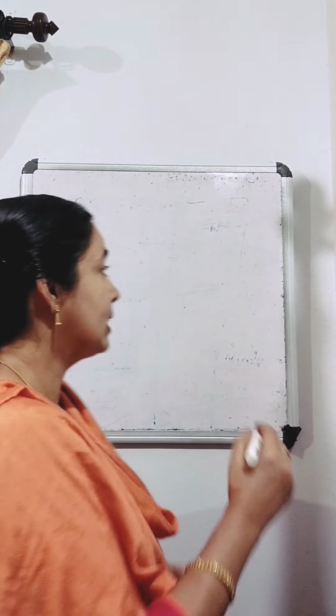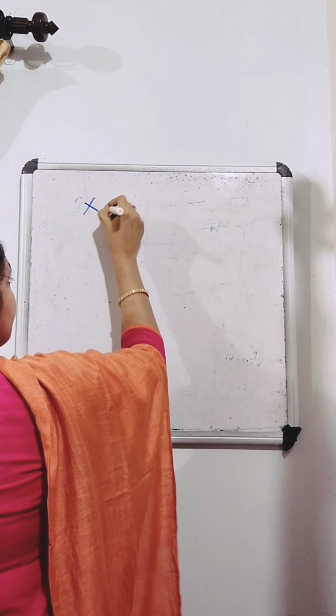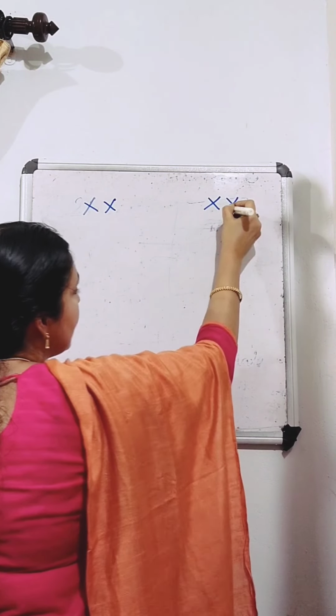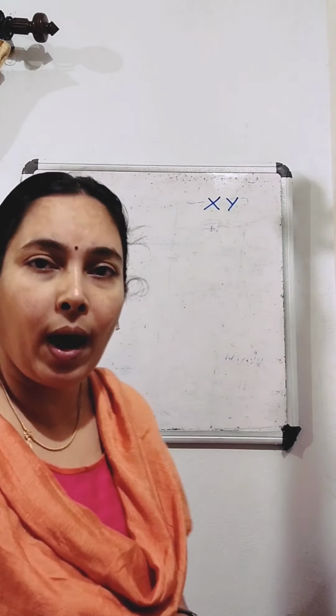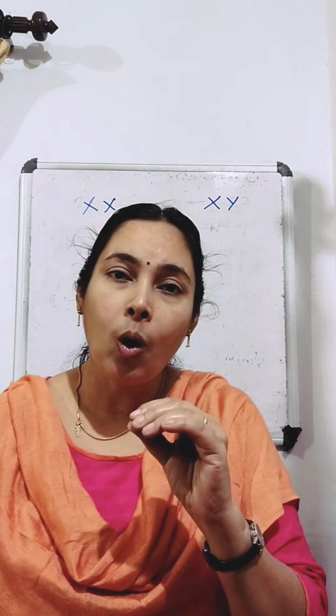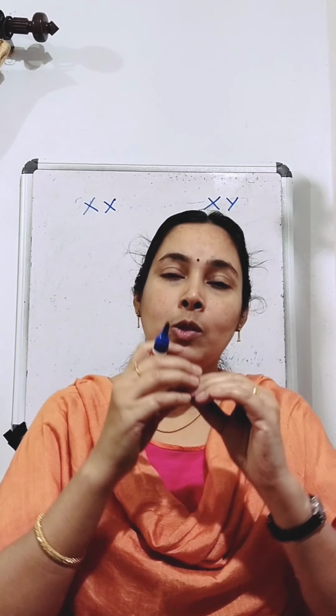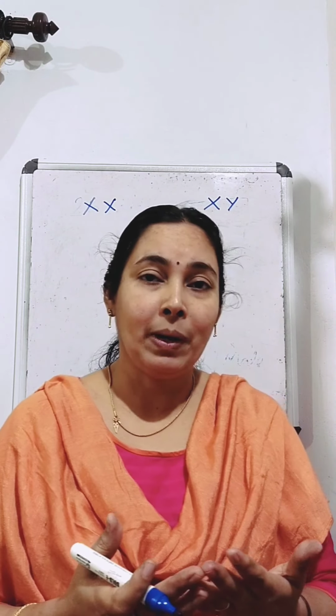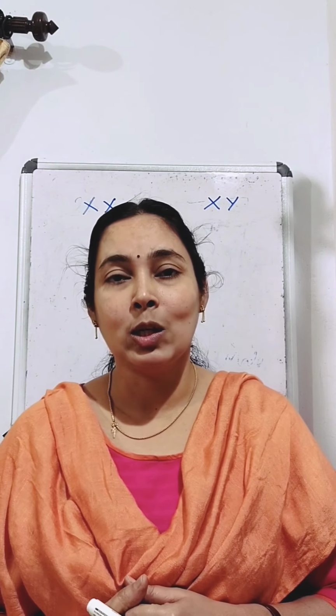So in a female, the sex chromosomes are X and X. And in a male, the sex chromosomes are X and Y. Okay, so in all cells, chromosomes exist in pairs. So we will have 23 pairs, or 46 chromosomes.